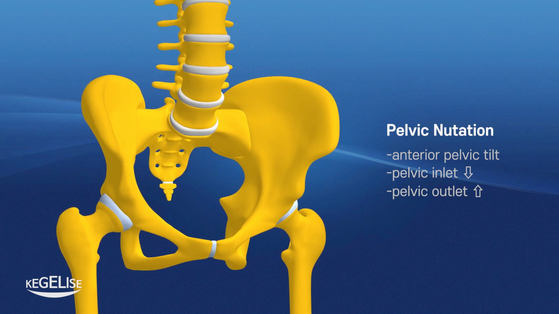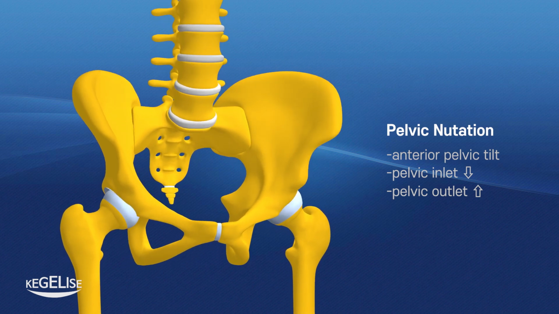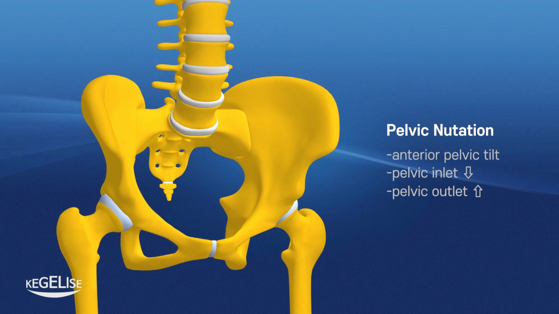You are viewing the animation of the pelvic nutation. During pelvic nutation, the diameter of the pelvic inlet decreases and the diameter of the pelvic outlet increases as the pelvis tilts forward.